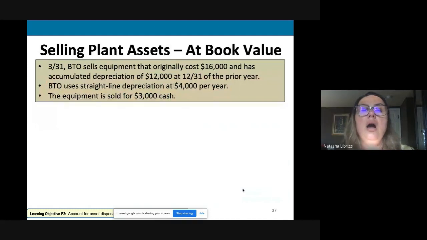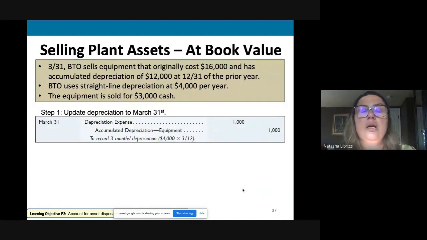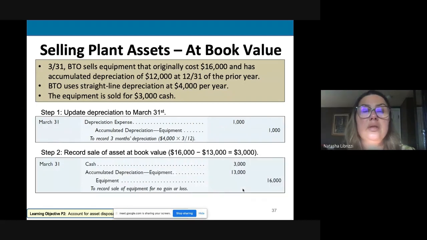Now, what if we have an equipment with original cost of 16,000 and has a cumulative depreciation of 12,000 at 12/31 of previous year? ABC uses straight line depreciation at 4,000 per year. The equipment is sold for 3,000. So we're actually getting some money. So here we've been told what depreciation is. We don't have to calculate it. So again, we have 3 months.